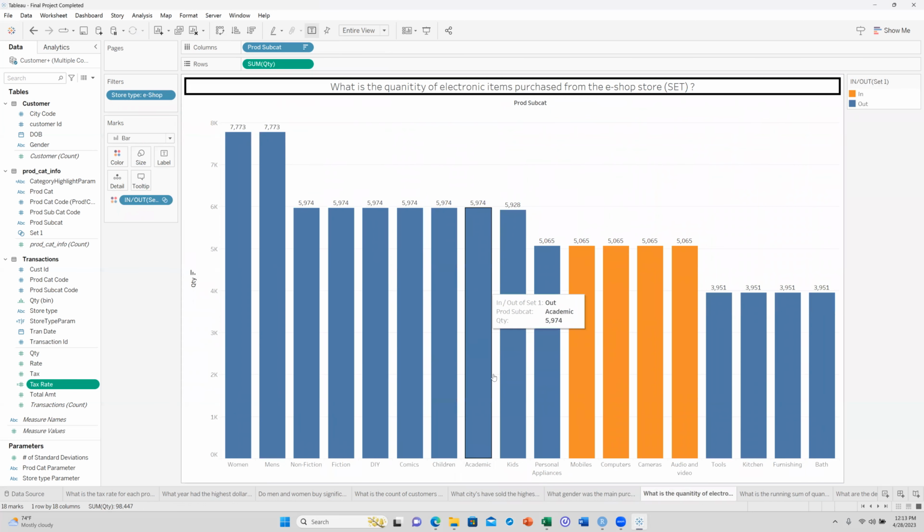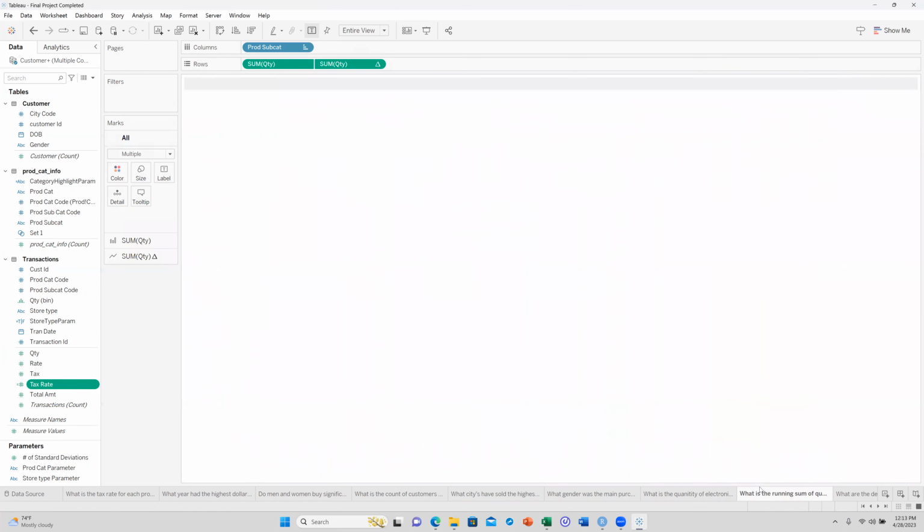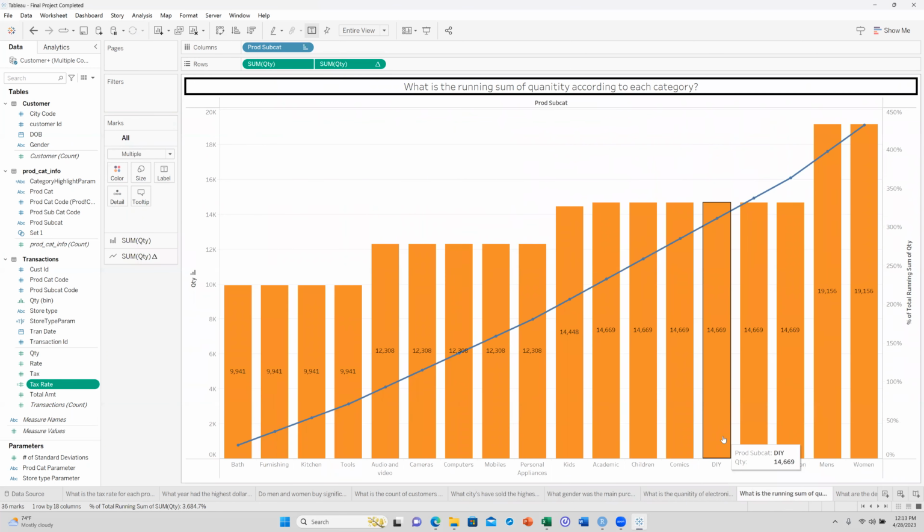Right here, I used a set for this actually, and this is what is the quantity of electronic items purchased from the eShop store. As we can see, electronic items from the eShop store, as well as all the other items, remained pretty consistent. And then we're going to also see what is the running sum of quantity according to each category. As you can see, the running sum consistently moves up, and it's also dynamic as we can go ahead and press on.